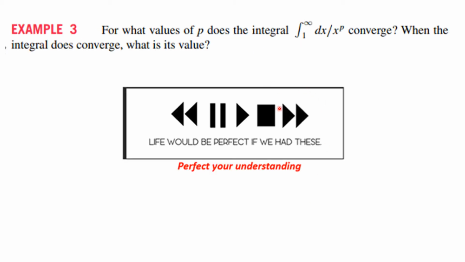When last we left off, you were working on this problem. You were determining for what values of p does the improper integral from 1 to infinity of dx over x to the p converge, and when it converges, what is its value? I hope you had a chance to finish this, but if not, you have a chance now. You know what to do. Let's see how you did.